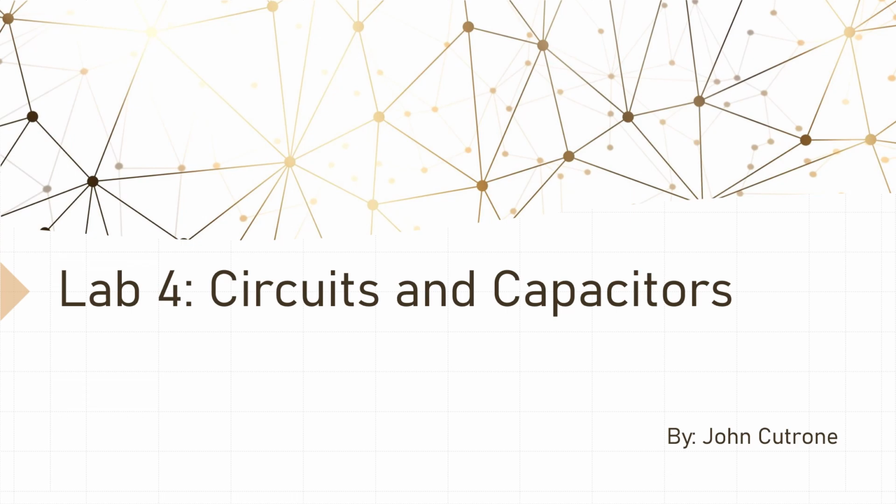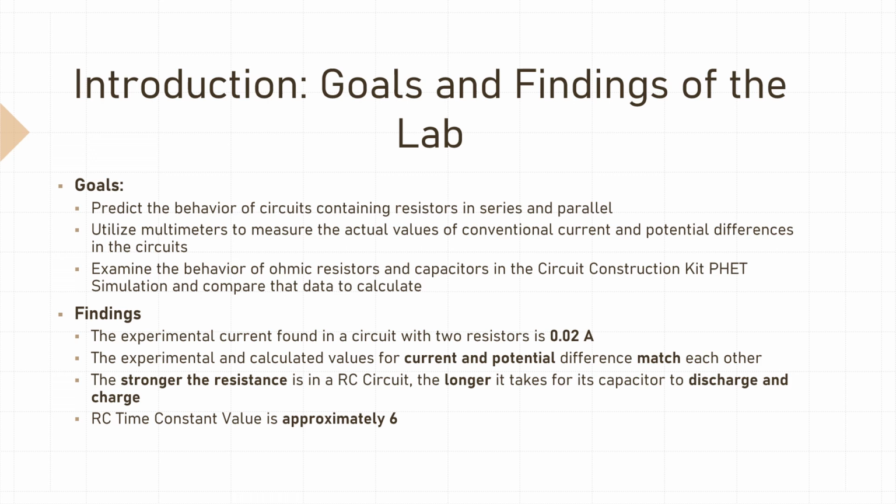This is Lab 4, Circuits and Capacitors by John Cutrone. The goals of this lab are to predict the behavior of circuits containing resistors and capacitors in the Circuit Construction Kit PhET simulation. The experimental current found in the circuit with two resistors is 0.02 amps. The experimental and calculated values for the current and potential difference match each other.